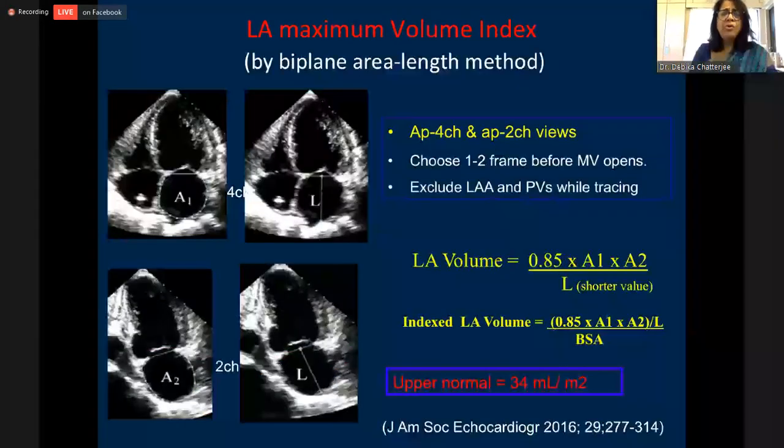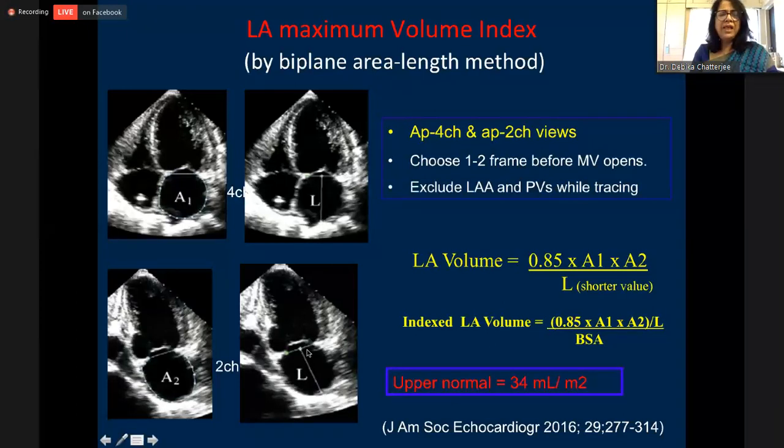So what do we do? We measure the LA maximum volume index by the biplane area-length method from the apical 4-chamber and apical 2-chamber views. We choose 1 to 2 frames before the mitral valve opens. At that time, LA is at its maximum volume. And then we measure the area in 4-chamber, length in 4-chamber, area in 2-chamber, length in 2-chamber.